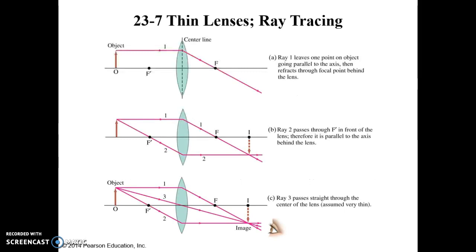Here's ray tracing for thin lenses. Ray 1 is drawn parallel to the axis, therefore it is refracted by the lens so that it passes along a line through the focal point behind the lens. Ray 2 is drawn to pass through the other focal point, F', and emerges from the lens parallel to the axis. Ray 3 is directed towards the very center of the lens. This ray therefore emerges from the lens at the same angle as it entered. The point where these three rays cross is the image point for the object point. Because the rays actually pass through the image for this case, it is a real image.